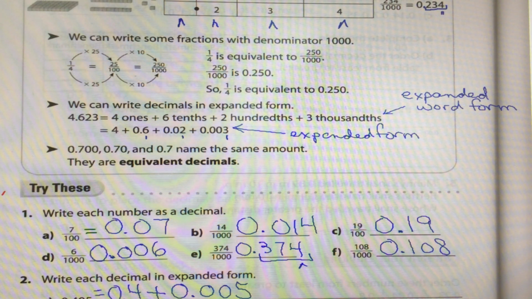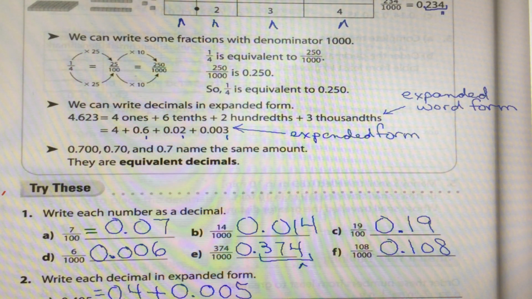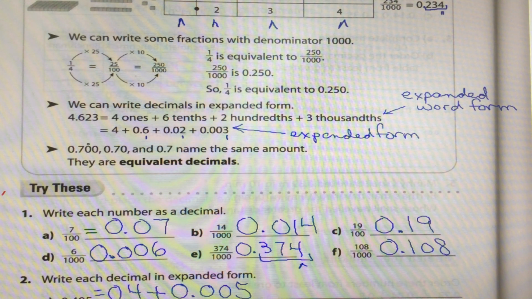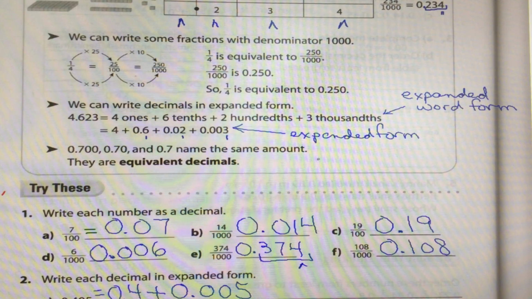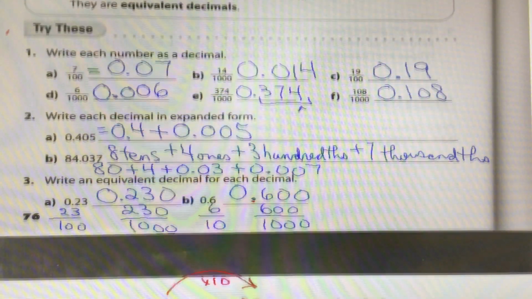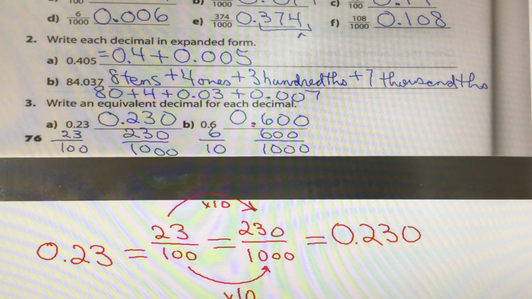And then equivalent decimals, we know this already, that 0.7 is the same as 0.70, which is the same as 0.700. It doesn't matter if we add zeros after the fact. After this 0, we could add two more zeros. It's the same number. So here are your solutions for the next couple.